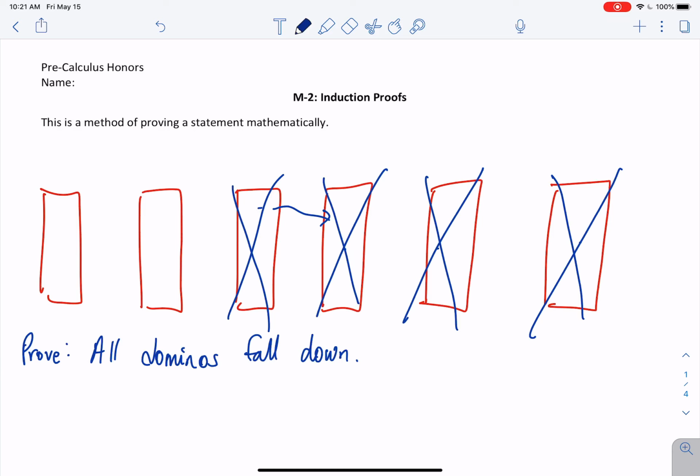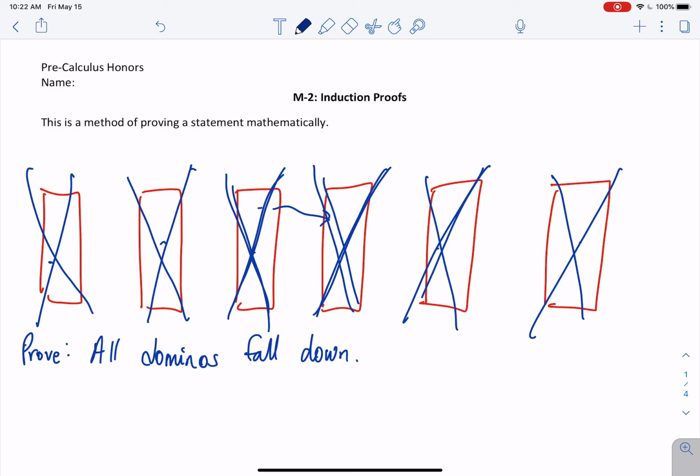Right? So if I know that as long as one domino falls, the next one will fall, and the first one definitely falls, then it knocks the second one over, which knocks the third one over, which knocks the fourth one over, which knocks the fifth one over, which knocks the sixth one over. That's the process we're using. It's this pattern building process.